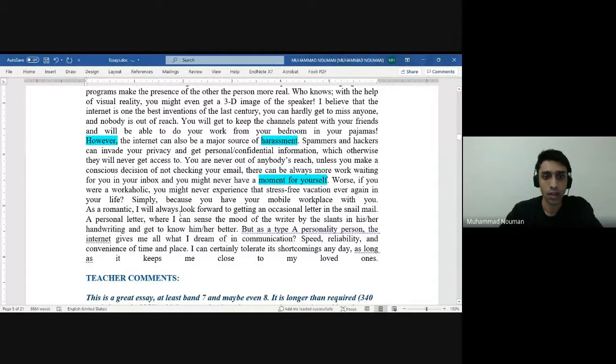As a romantic, I will always look forward to getting an occasional letter in the snail mail, a personal letter where I can sense the mood of the writer by the slant of his or her writing and get to know him better. But as a personality person, the internet gives me all that I dream of in communication: speed, reliability, and convenience of time and place. I can certainly tolerate its shortcomings as long as it keeps me close to my loved ones.